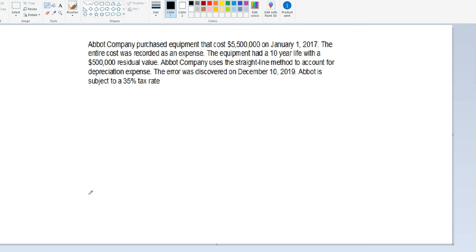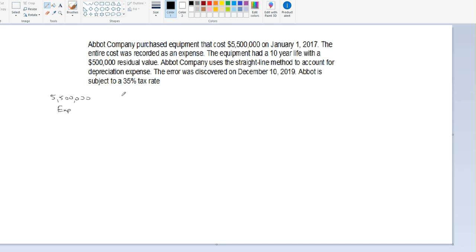So December 10th, we have 2017, 2018, and now we're into the third year, almost to the end of the third year. So we have 3 years that have expired, and they discovered this error. Abbott is subject to a 35% tax rate. So what do we do? How do we tackle this problem? Well, let's make sure we understand what took place. Basically what they did was they took $5.5 million and they expensed the whole thing. And they shouldn't have.